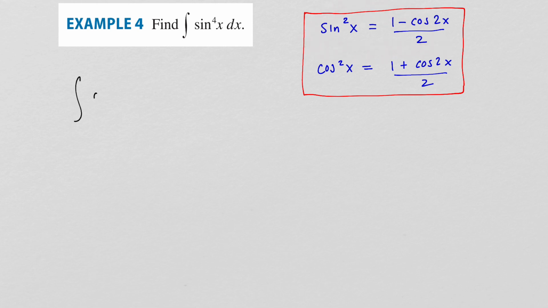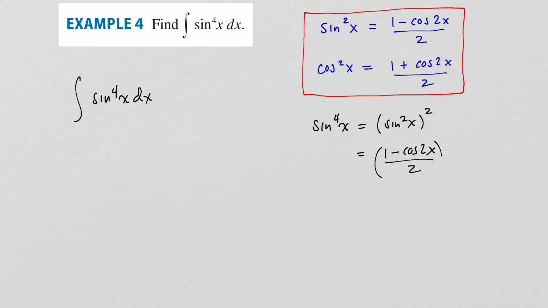We have the integral of sine to the 4th power. So how do we use it? Well, we need to remember that sine to the 4th power can be written as sine squared quantity squared. And sine squared is 1 minus cosine of 2x over 2. And then we're going to square that. And so this becomes the integral of 1 minus the cosine of 2x all over 2 quantity squared dx.